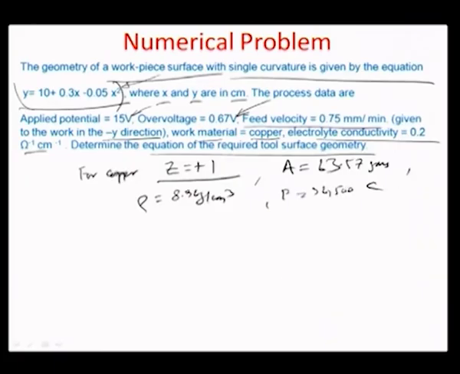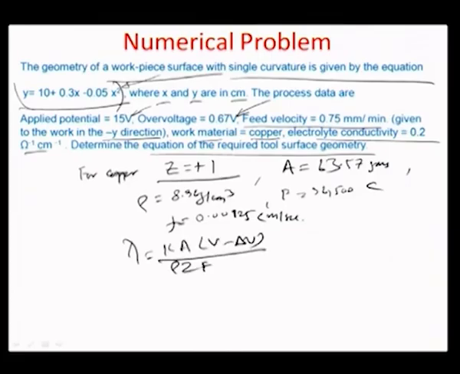And provided the feed is given to be 0.75 millimeters per minute, or in other words 0.00125 centimeters per second, we want to find out what the G value is, which is lambda by F, and lambda can be represented as Ka(V minus delta V) divided by rho ZF, where these terms are all, as you have done many times, encompassing their own definitions. So K, the conductivity of the electrolyte, is given to be 0.2 ohm⁻¹ cm⁻¹.